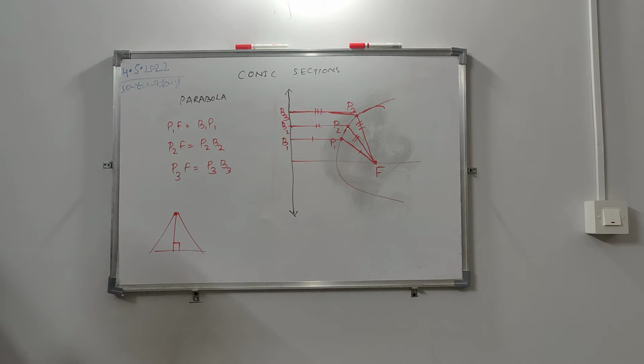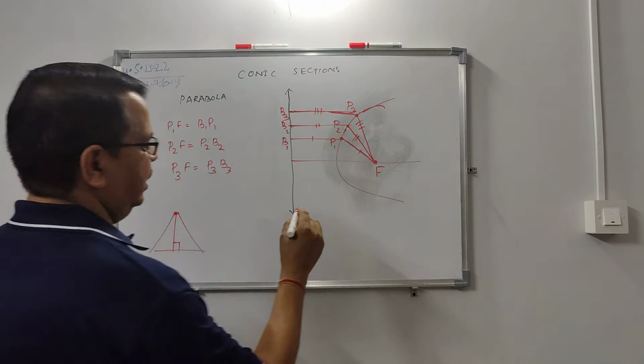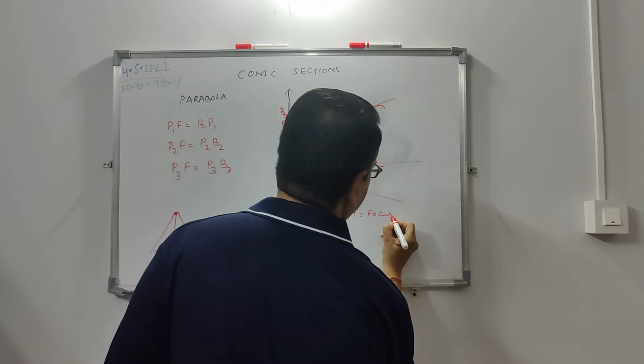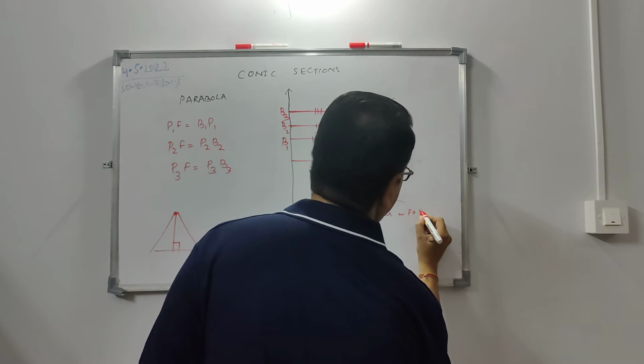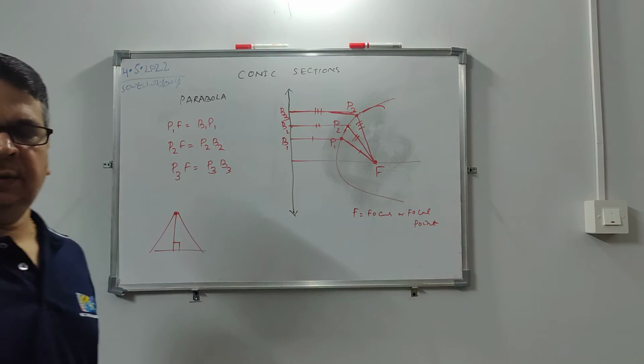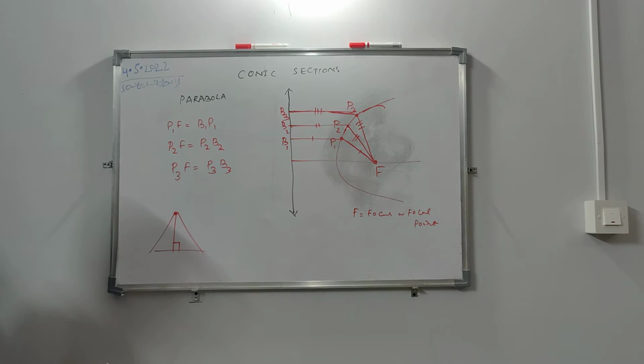So we have two things in parabola. One is this line, another is this point. So this point F is nothing but your focus or focal point. Okay, so this is important in case of a parabola. That is called the fixed point. It is otherwise called the focus.